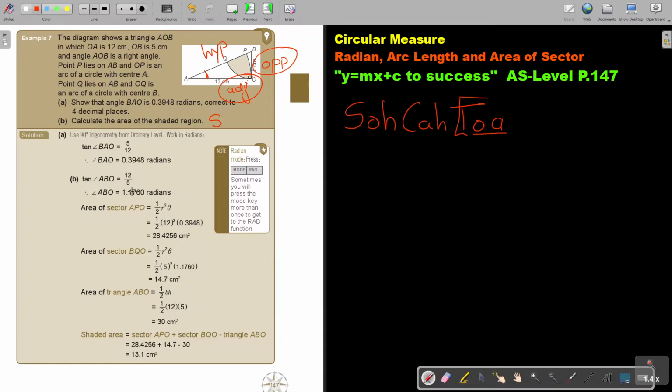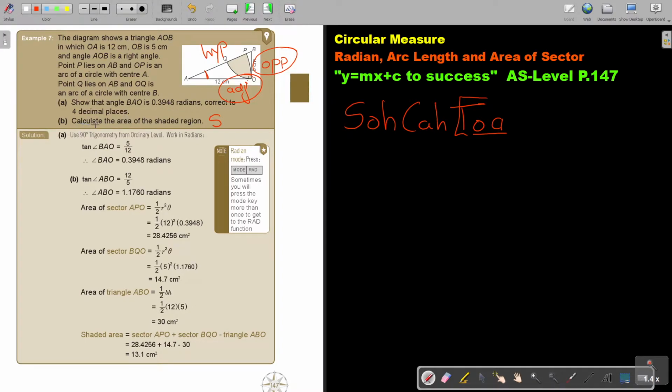I'm just going to press shift because I'm looking for angles. So I always press shift, and then I prefer bracket, 5 divide 12, close the bracket, equals. Let's just go again. There was something wrong. Shift tan. Don't forget the tan. And then 5 divide 12, close the bracket, equals. And then I get 0.3948, correct to 4 decimal places.